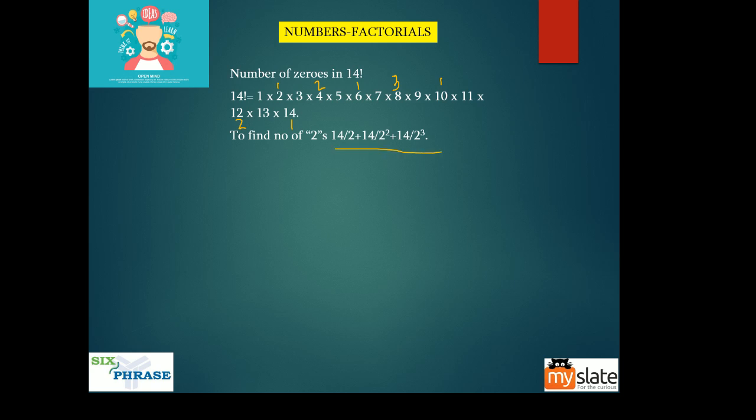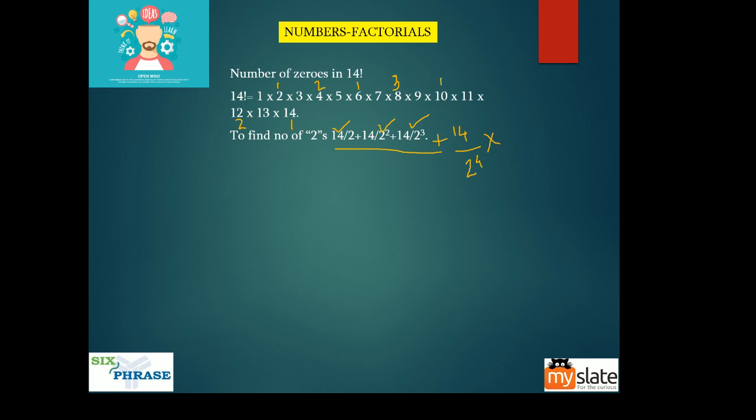This is a more easier way of doing it. But I'll tell you what this means. What is 14 by 2, 14 by 4, 14 by 8, what it means. And why did I stop at 14 by 8? Why not 14 by 2 power 4? Why didn't we move on and do 14 by 2 power 4, 14 by 2 power 5? I'll tell you the reason.